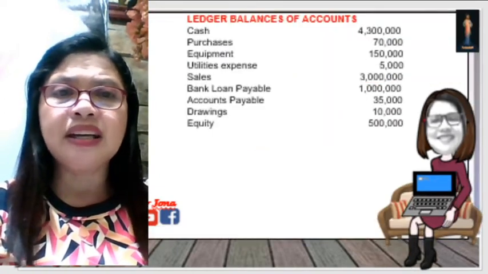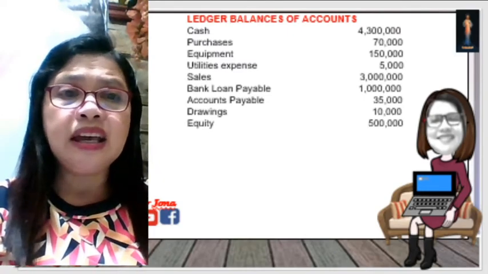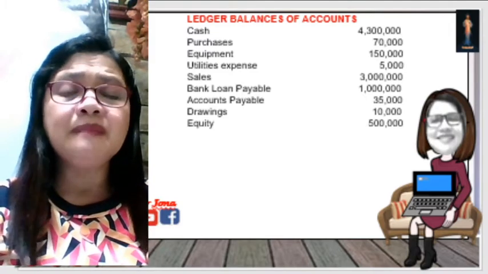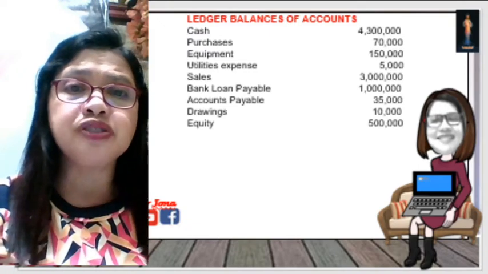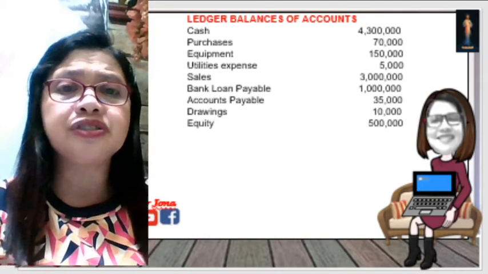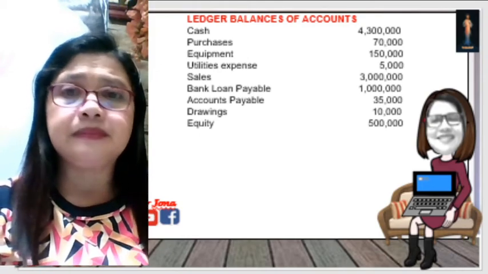Next, we will show again the ledger balances of accounts. The cash account and the bank loan payable account moved, meaning there were changes in those accounts. The rest of the accounts did not have changes, so we just write them as they are.